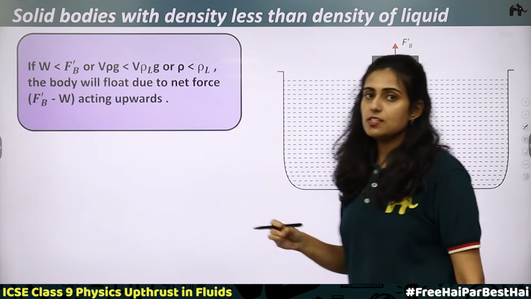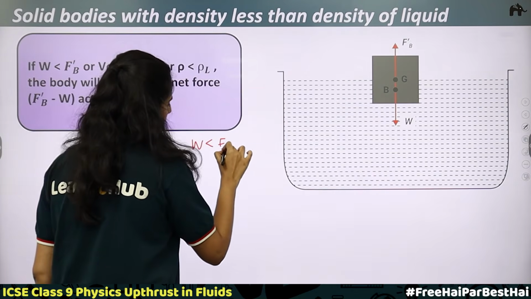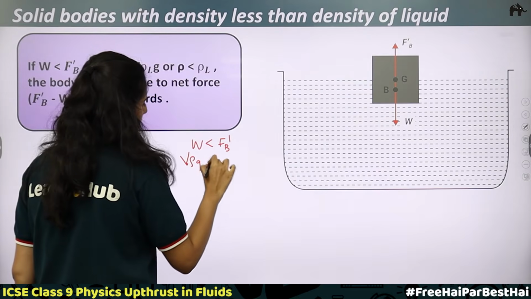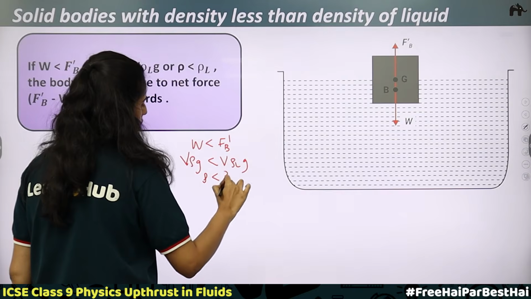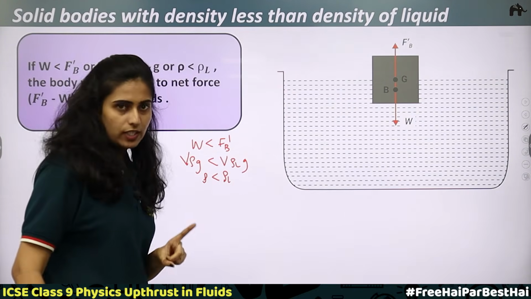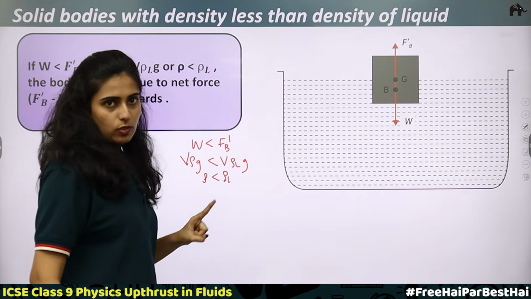Now, the third case, when the weight of the object is less than the buoyant force FB dash. Then V rho G is less than V rho L G, or rho is less than rho L. The density of the object is less than the density of the liquid. When the density of the object becomes less than the density of the liquid, what do we understand?